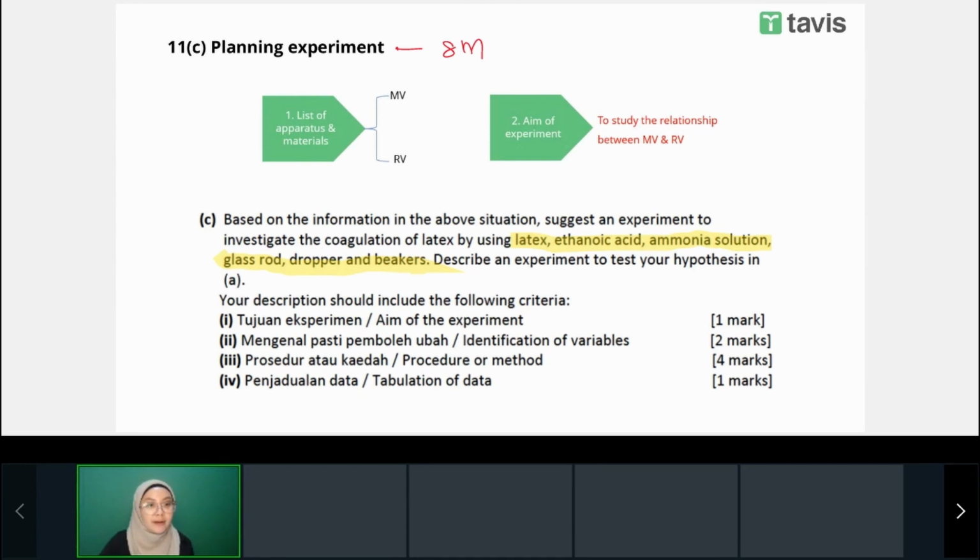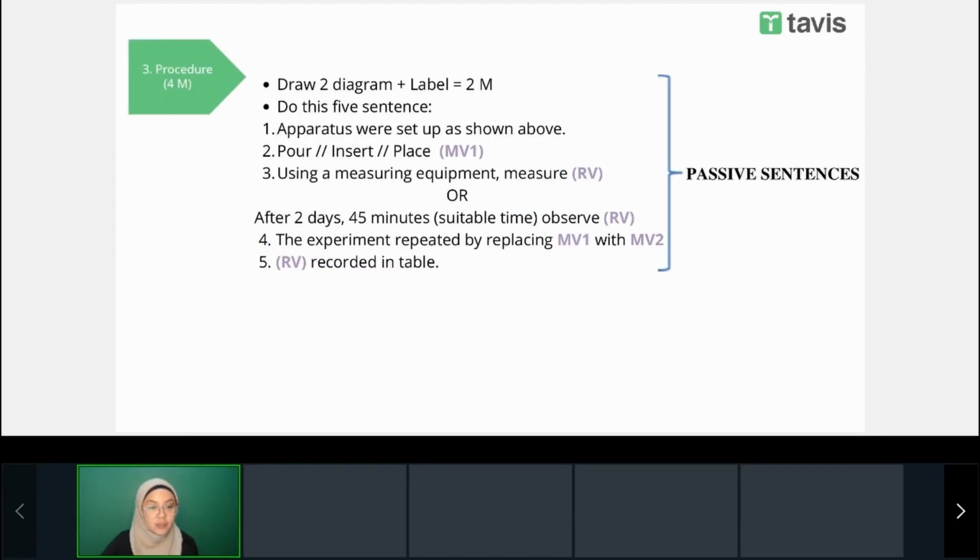Before you make your own experiment, they want you to give the aim of the experiment. Why are you doing the experiment? To study the relationship between MV and RV. To study the relationship between the presence of alkali or acid and the RV, the coagulation of the latex. Okay, then you start making your variables. We have manipulated variables, responding variables, and constant or fixed variables.